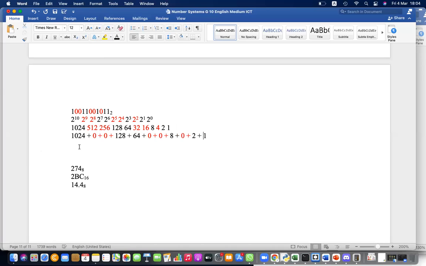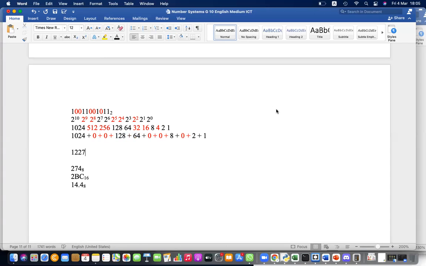And the value will be 1024 plus 128 plus 64 plus 2 plus 1. 2 here will be 130. 130 plus 64 will be 194. 194 plus 8 will be 202, and 1 is 203. 203 plus this one is 1227. Yes, you all got that answer.